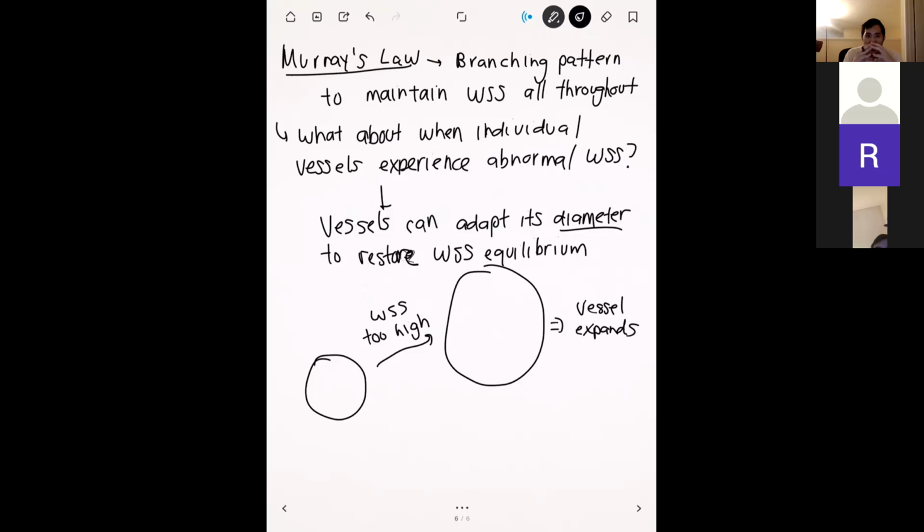And so if the wall shear stress is too high, then the blood vessel will expand itself to restore the wall shear stress value that it liked, okay? And then the opposite is true as well, okay? And so if, say, the wall shear stress is too low, okay? This might be a result of someone just not doing physical activity for a long time. Okay. In those cases, your blood vessel will actually shrink.